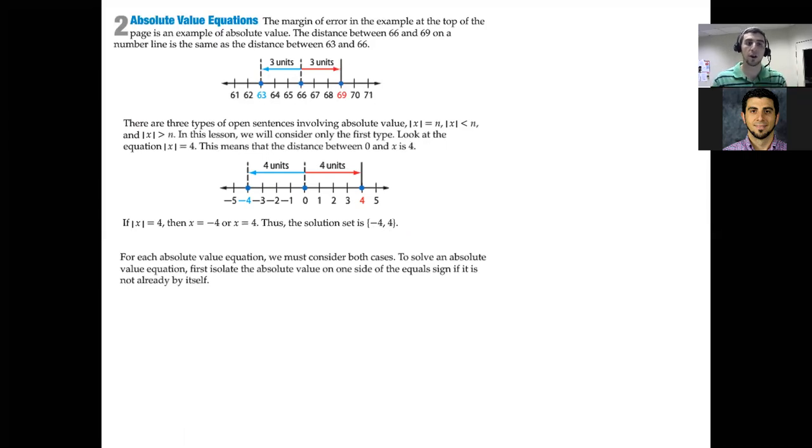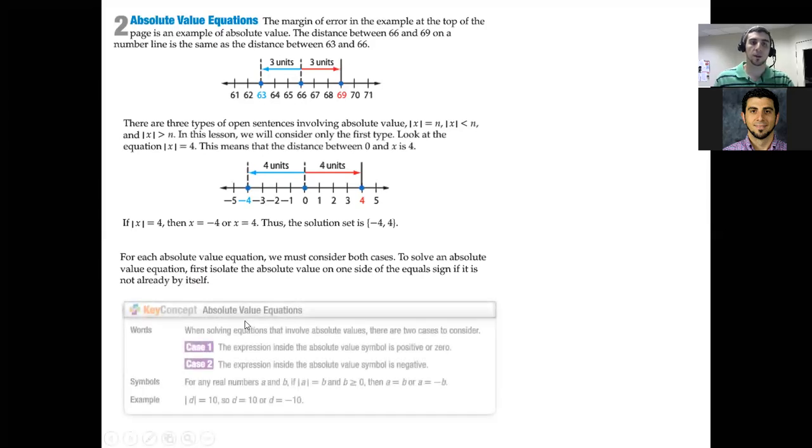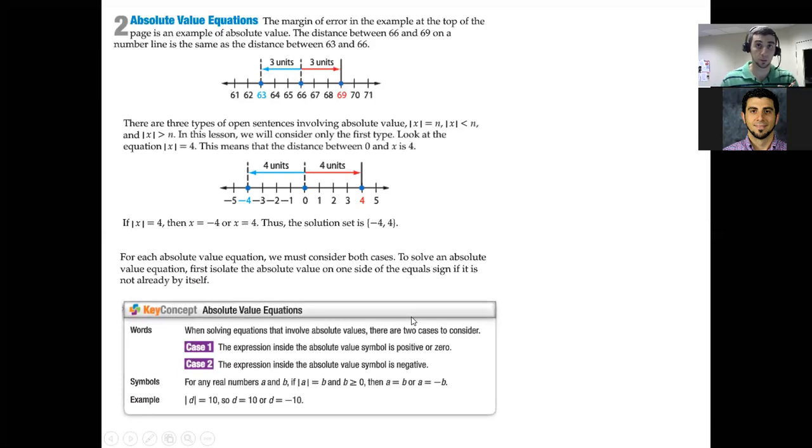So to solve an absolute value equation, you want to first isolate the absolute value, so get the absolute value portion by itself, if it's not already by itself. Then you want to take both cases. So here's what you do. When solving equations that involve absolute values, there's 2 cases to consider. The expression inside the absolute value symbol is positive or 0. If it's 0, then it's 0. If it's positive, then the expression inside the absolute value could have been negative. So here's what this is going to look like.